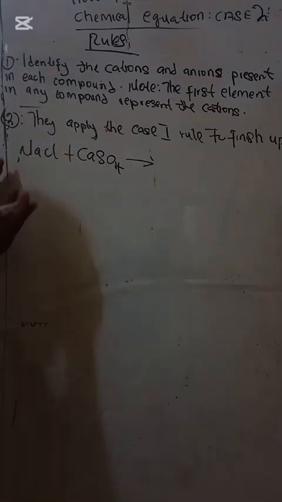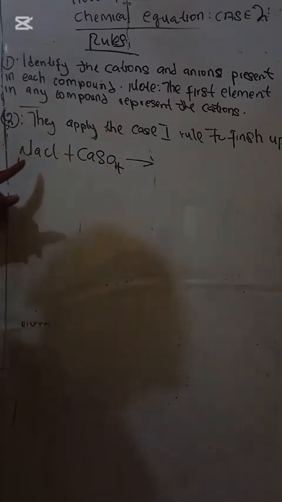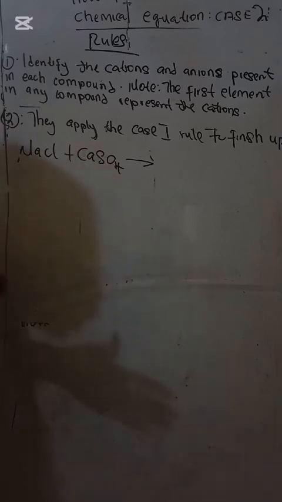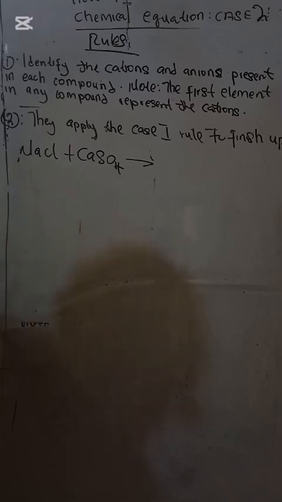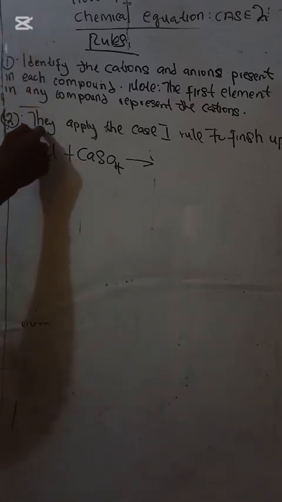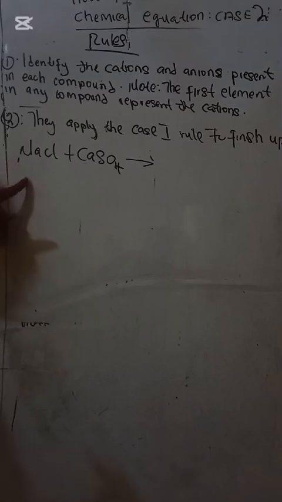Now look at this reaction. We have sodium chloride reacting with calcium tetraoxosulfate 6, and you want to form the products of this reaction. Now, follow the rule. The first element in NaCl is Na. You can see it, right? So Na is your cation. Then the remaining one becomes your what? Anion.